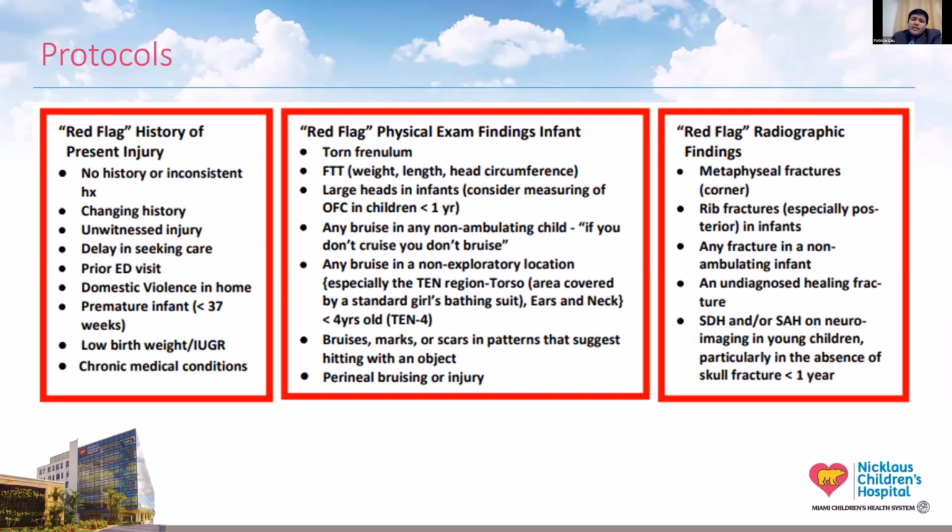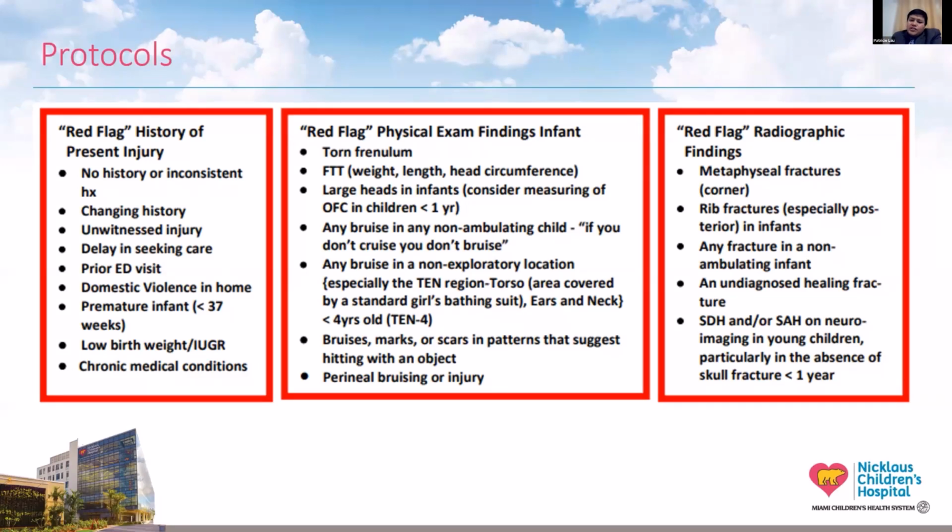And also you have to look at the history if the patient has been into multiple visits to the emergency room. Some of those patients, you will identify that they have a history of domestic violence. That's another red flag, of course. Small children that have low birth weight or have chronic conditions tend to be more susceptible to abuse. In terms of physical exam, one of the big red herrings is a torn frenulum.